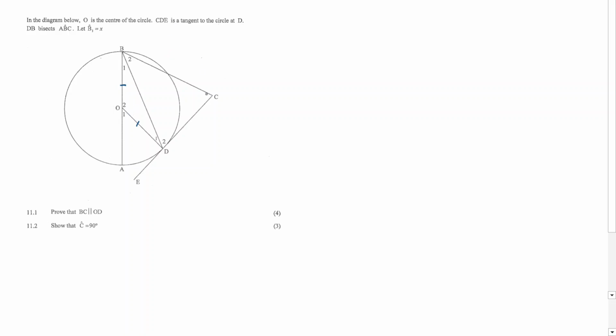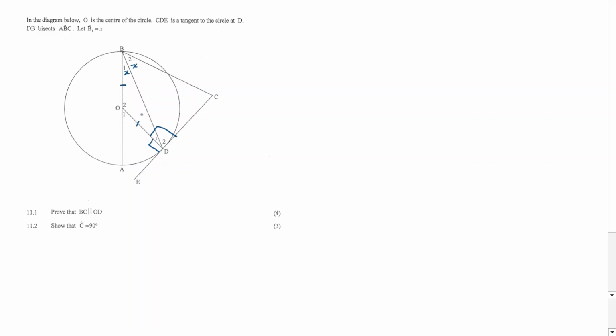I then know that CDE is a tangent, and so what's buzzing through my mind is that a radius is perpendicular to a tangent, and so you've got those two 90 degrees there. And then they say let DB bisects angle ABC, and they want B1 to be X. So if it bisects, these are both X.